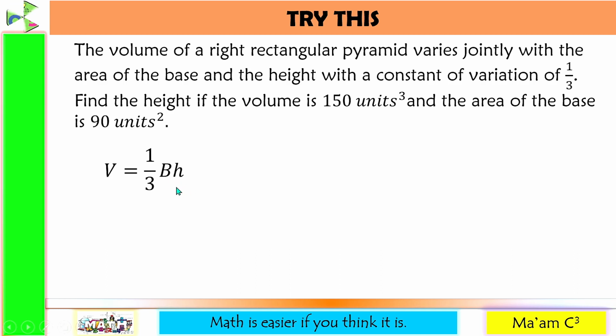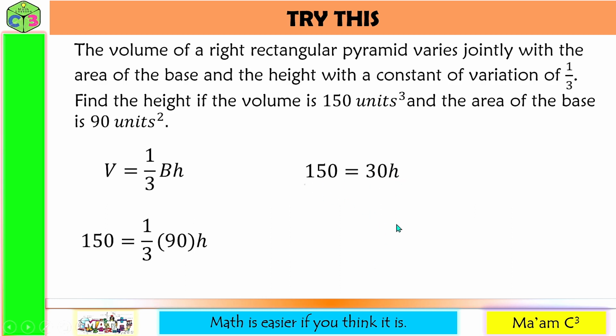Now let us substitute the values that we have here. We have the volume is 150, our base is 90, and we are looking for the height. 90 divided by 3 is 30. To solve for h here, we're going to divide both sides by 30. So 30 here will cancel out, leaving us h, and 150 divided by 30 is 5. So h is equal to 5 units.